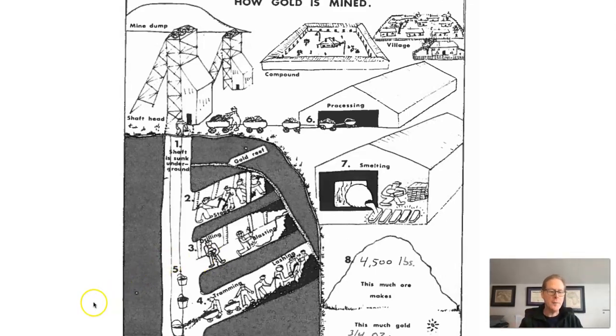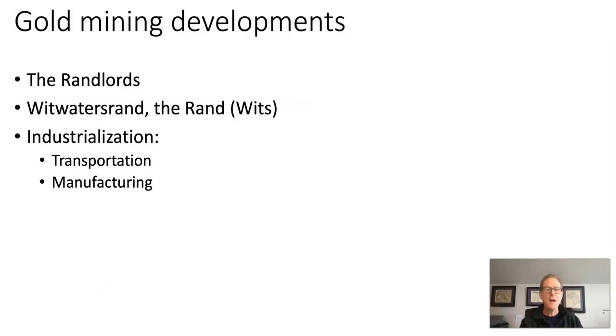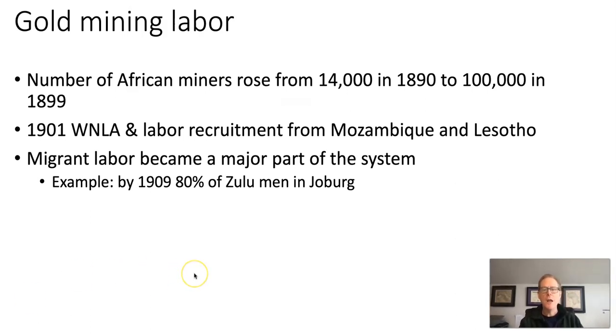Okay. Now the gold mining developments, I don't want to get into this, things I already talked about. Here we go. Labor. This is going to be indicative of here. The number of African miners on the gold mines rises from 14,000 in 1890 to, less than a decade later, 100,000 workers. As I said, this is going to be very labor intensive and therefore expensive. And the only way really to make this profitable with the capital requirements and the labor requirements is to keep the cost of labor down.